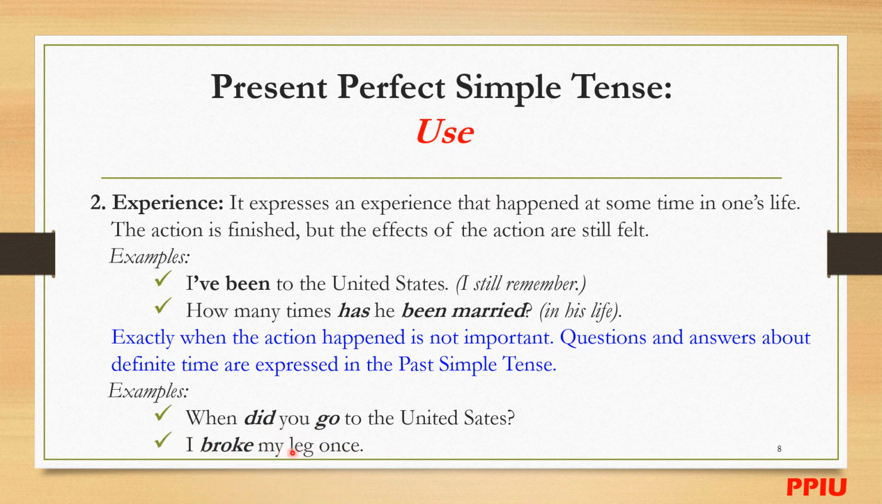I broke my leg once. Even though it is just a short period of time, the action, sometimes you broke it even though you did not realize it. So you cannot use the present perfect simple, but the past simple. It already finished, but sometimes we did not notice it.